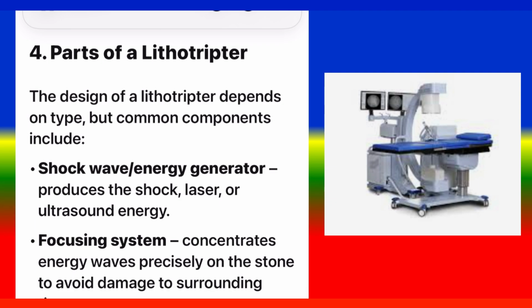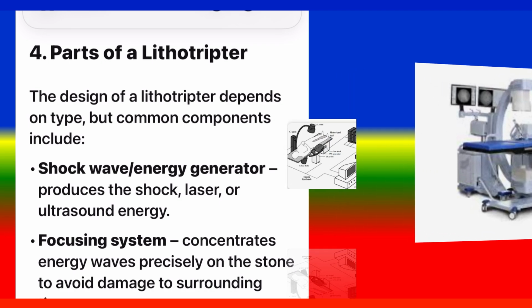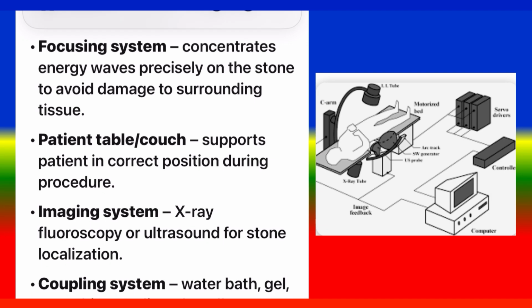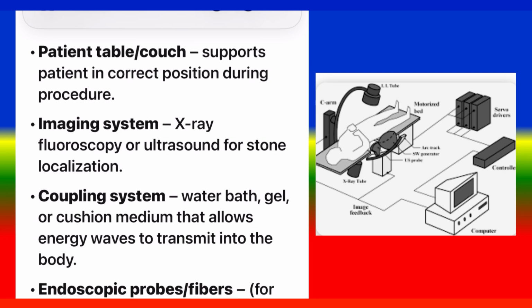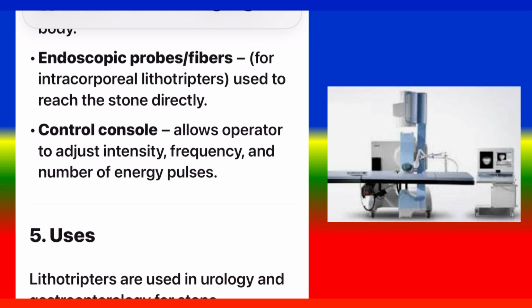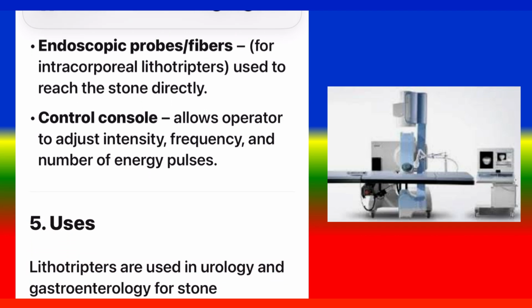The design of a lithotripter depends on type, but common components include: shockwave energy generator, produces the shock, laser, or ultrasound energy. Focusing system, concentrates energy waves precisely on the stone to avoid damage to surrounding tissue. Patient table couch, supports patient in correct position during procedure. Imaging system, X-ray fluoroscopy or ultrasound for stone localization. Coupling system, water bath, gel, or cushion medium that allows energy waves to transmit into the body. Endoscopic probes, fibers, for intracorporeal lithotripters used to reach the stone directly. Control console, allows operator to adjust intensity, frequency, and number of energy pulses.